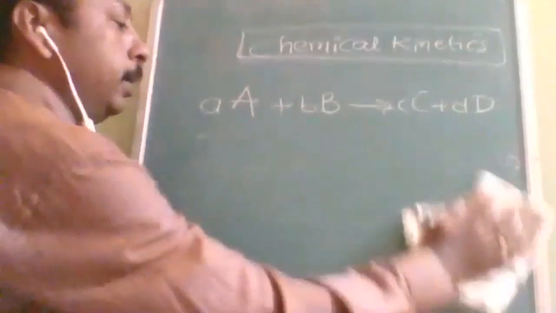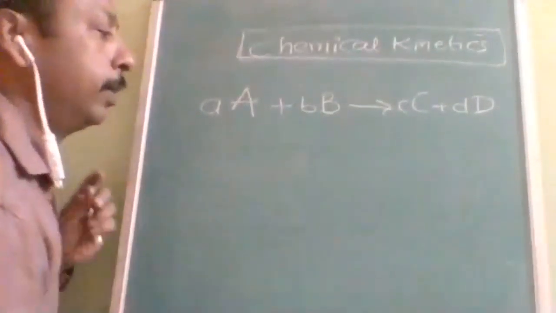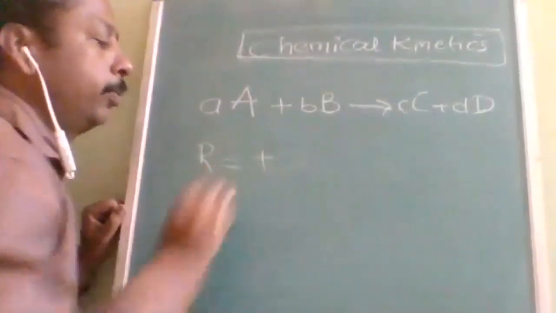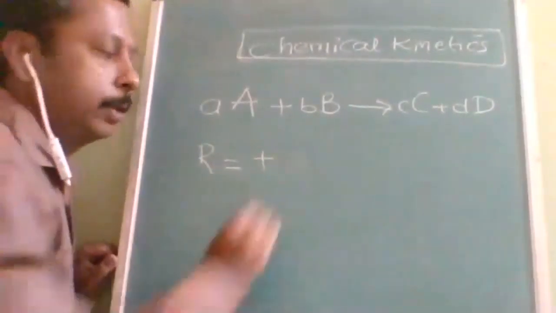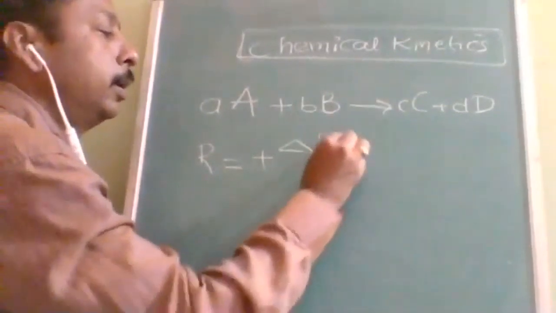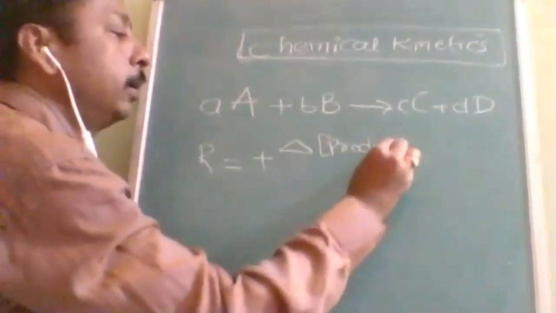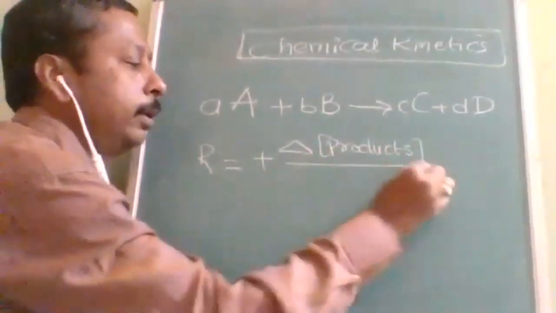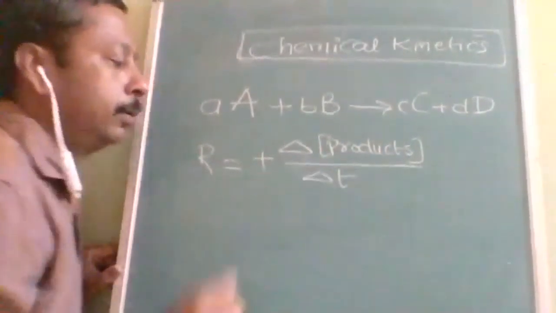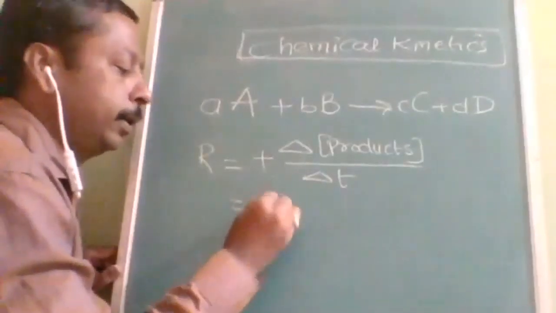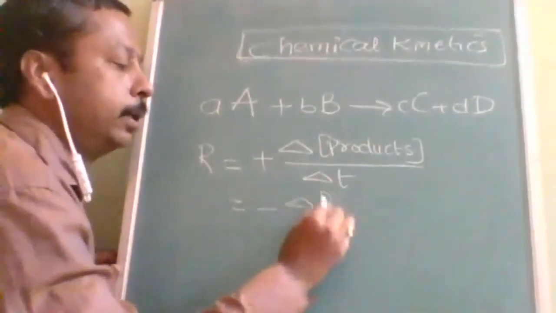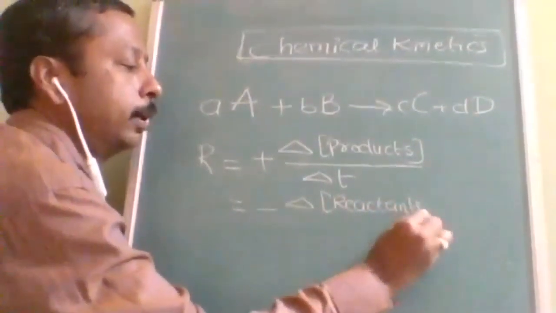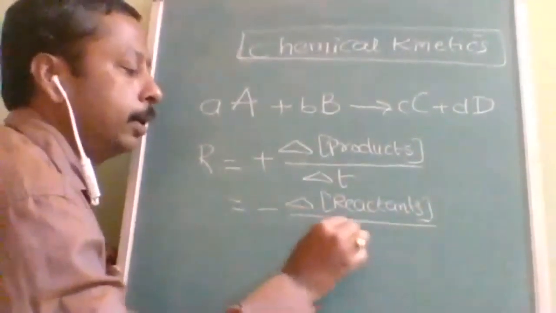And short representation. Units and short representation. R is equal to increase. That's why positive for product. Okay. Delta concentration of product. Product delta will always be final minus initial, and delta T. In the same way, for the reactant it is minus delta reactant, divided by delta T.